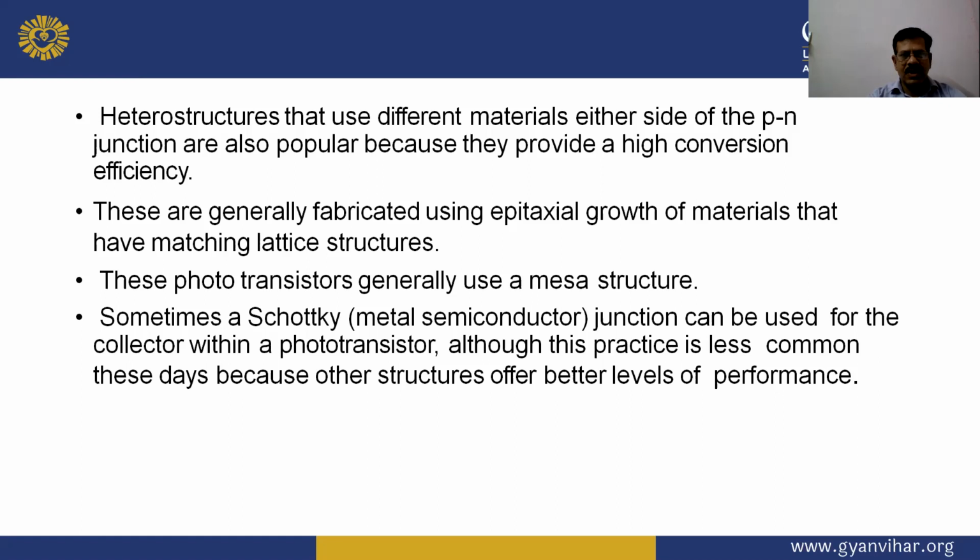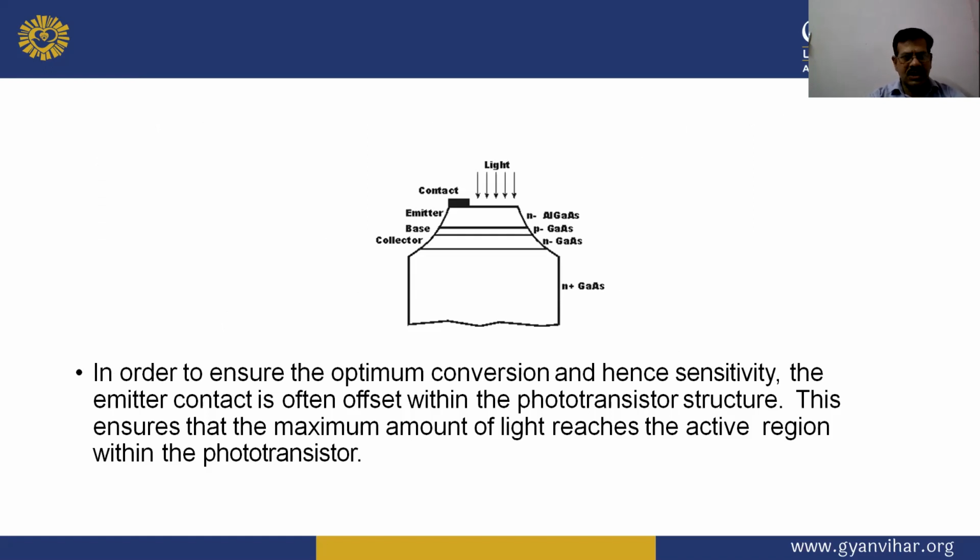Sometimes a Schottky metal semiconductor junction, which is also a semiconductor diode, can be used for the collector within a phototransistor. The collector is one terminal of the phototransistor. Sometimes we use a Schottky diode junction as a collector terminal, although this practice is less common these days because other structures offer better levels of performance. In order to ensure optimum conversion and hence sensitivity, the emitter contact is often offset within the phototransistor structure.